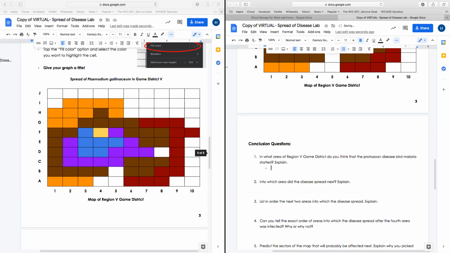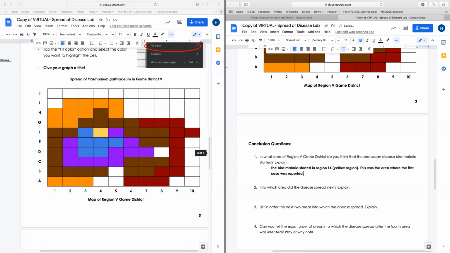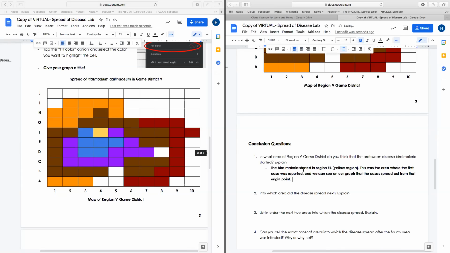So go ahead and let's write that in a full sentence. So the bird malaria started in region F4, which was the yellow region. This was the area where the first case was reported. And we can see on our graph that the cases spread out from that origin point. That is not a good sentence. So if you want to write yours a little bit differently, that's totally fine.